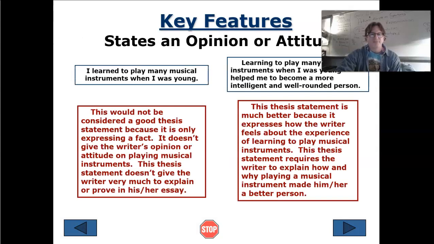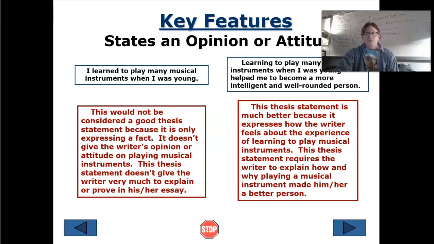So, like on the left side, I learned to play many musical instruments when I was young. Okay. This would not be considered a good thesis statement because it is only expressing a fact. It doesn't give the writer's opinion or attitude on playing musical instruments. You wouldn't write an essay on, oh, gravity exists. Yeah, good call. Okay. All right. Someone's already proven that. So you should do something that has more of a feeling, an attitude, and opinion.